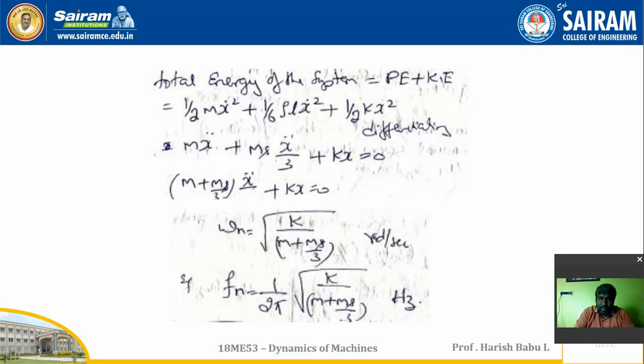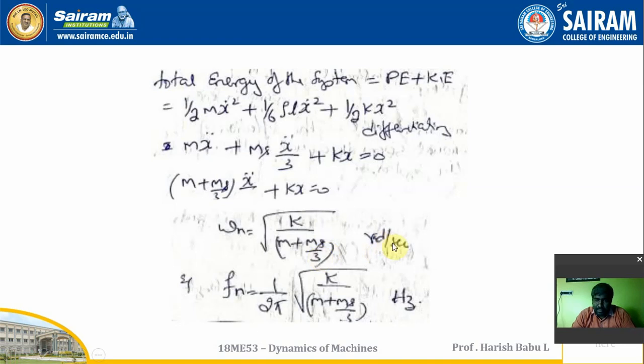Now I have to bring this equation into the standard form. Taking x double dot as common, I get (m plus ms divided by 3) into x double dot plus k x equals 0. Simplifying by dividing the complete equation by (m plus ms by 3), I get x double dot plus k divided by (m plus ms divided by 3) multiplied by x equals 0. Or I can write omega n equals the root of k divided by (m plus ms by 3).